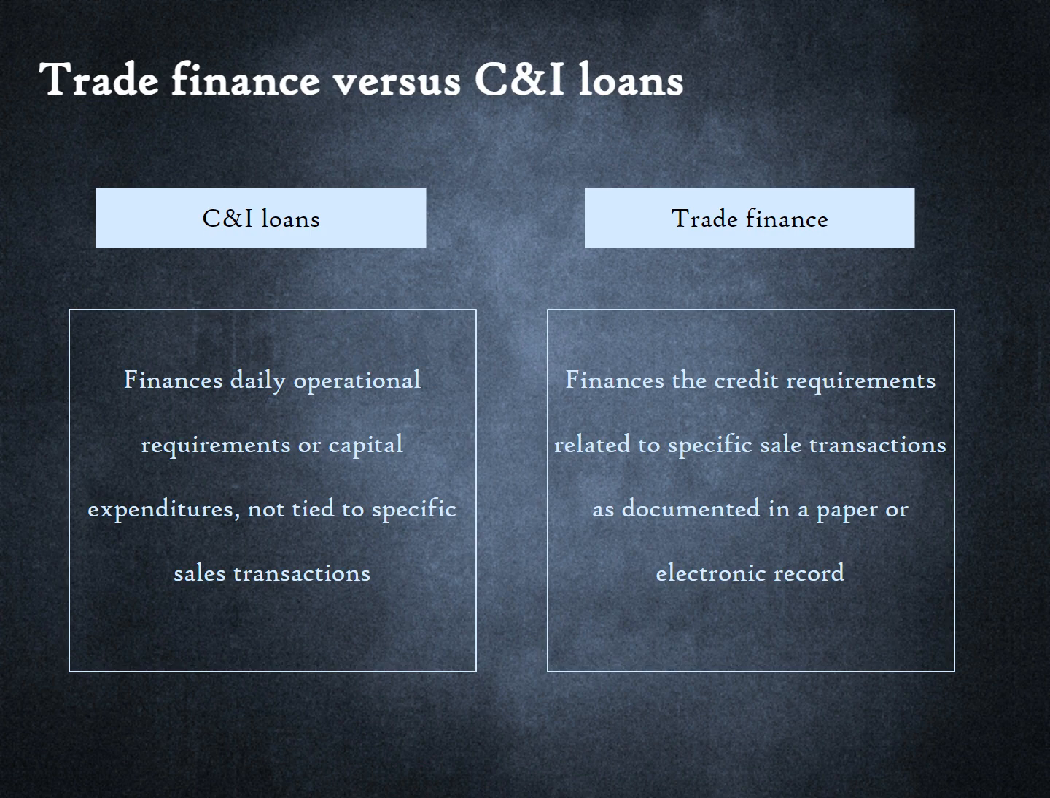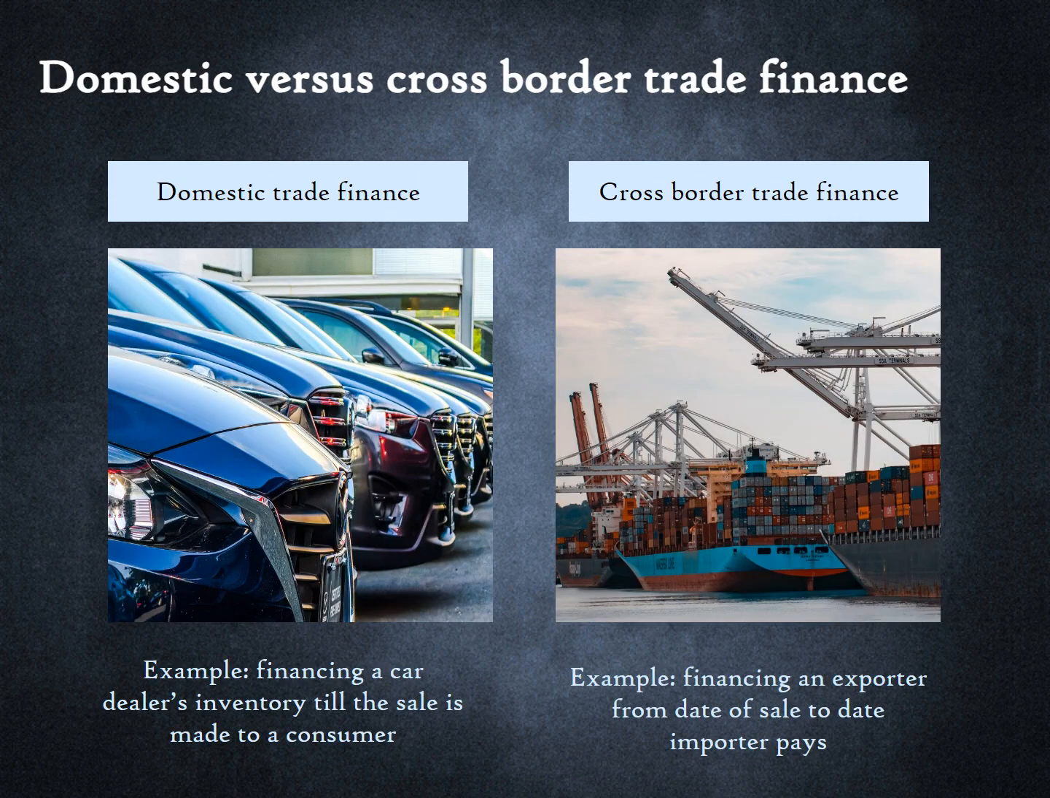In our previous example, the manufacturer and dealer could choose not to finance the credit gap associated with the transaction through a trade finance product but take a C&I loan instead. A trade finance product imposes more reporting requirements on the borrower. But in return, they get a lower interest rate from the lender because the lender is taking a much narrower risk. Trade finance can be used to finance a domestic transaction or a cross-border transaction.